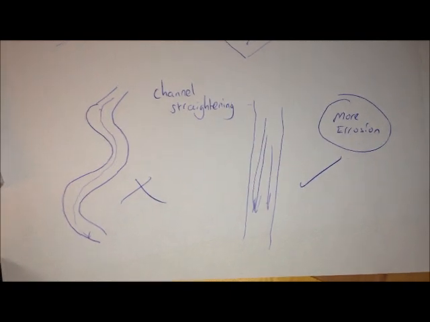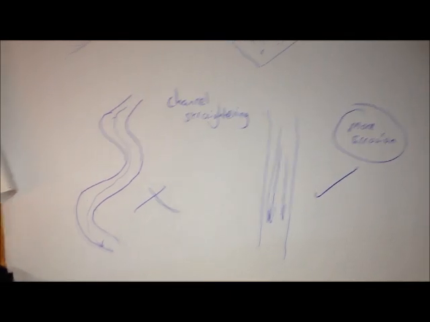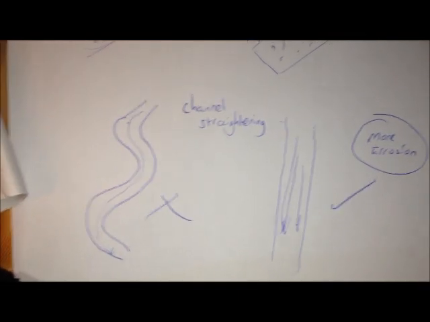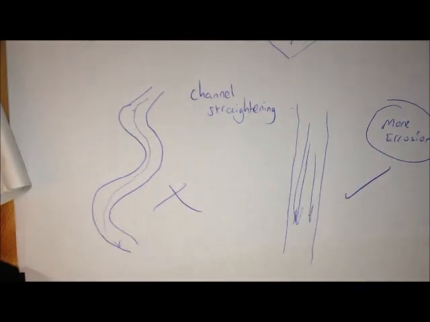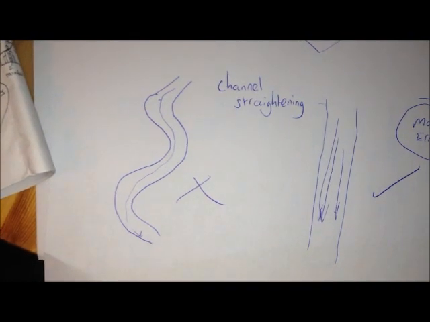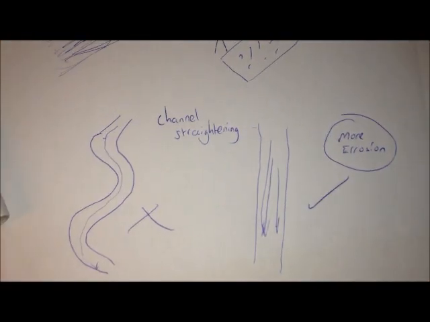Another example of hard engineering is channel straightening. This is making the channel straighter, removing meanders, which makes the river flow faster and causes it to be less likely to flood. This is good because, of course, it reduces floods. However, the main problem is that there will be more erosion and flooding is possible downstream.